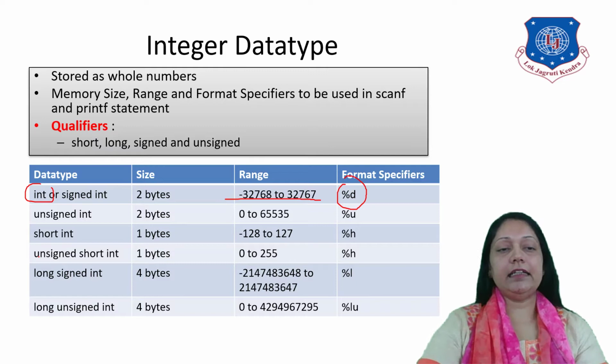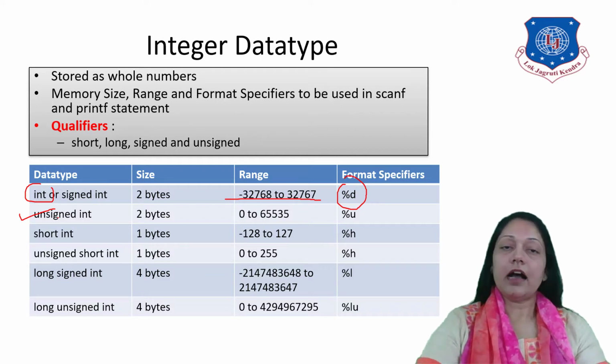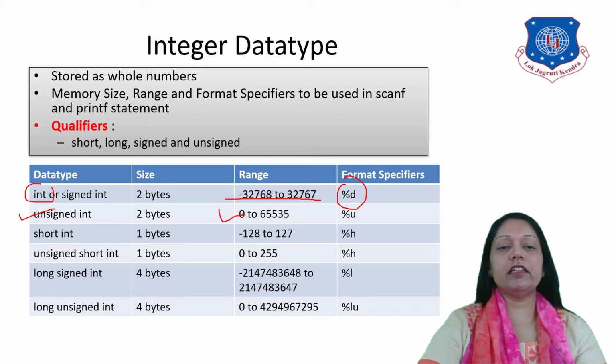Next is unsigned integer. Unsigned, as the name itself suggests, means that we are going to store positive numbers. There will be no sign before a number. It means we can store only positive numbers here in case of unsigned int. Again, the size is 2 bytes, the same. Now, since it is positive numbers, the range in this case would be 0 to 65535. The format specifier is %u.